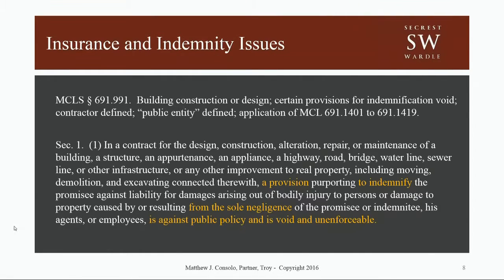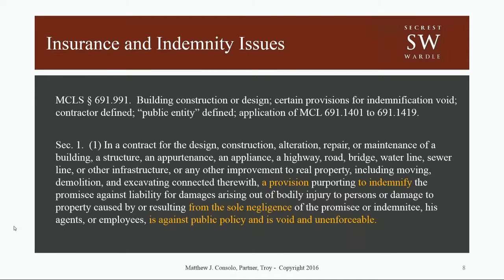Previously, I mentioned that there is only one area of indemnity law where fault was an issue. This relates to the statute that you now see before you, MCLS section 691.991. Basically, the statute says that in a contract involving the design, construction, alteration, repair, or maintenance of a building, including sidewalks and common areas, that Party A cannot receive indemnification from Party B if Party A is solely or 100% at fault. This statute applies in situations no matter what the indemnification provision states.